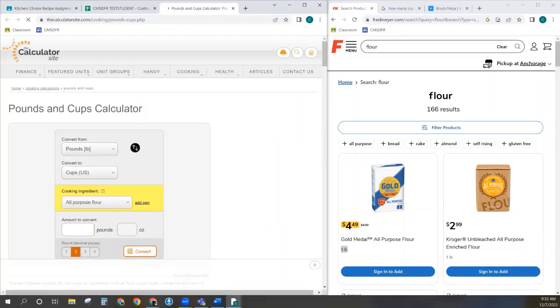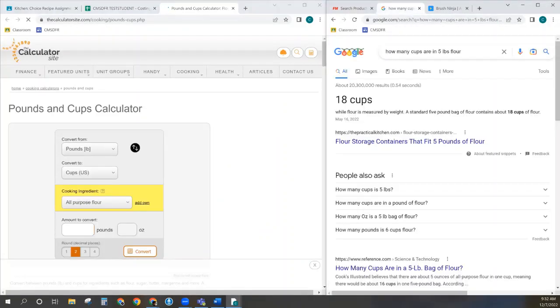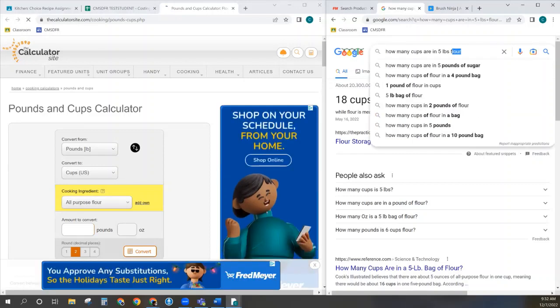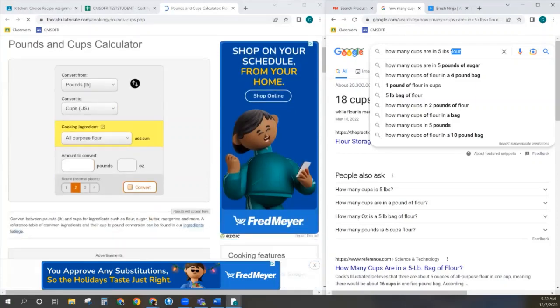You can also just go right into Google and type how many cups are in 5 pounds of flour. It is important that you include the ingredient, because 5 pounds of flour is different from 5 pounds of water when it comes to measuring it out. One's heavier than the other. But you also have this over here that is a bit more helpful too, and it's specified for cooking.